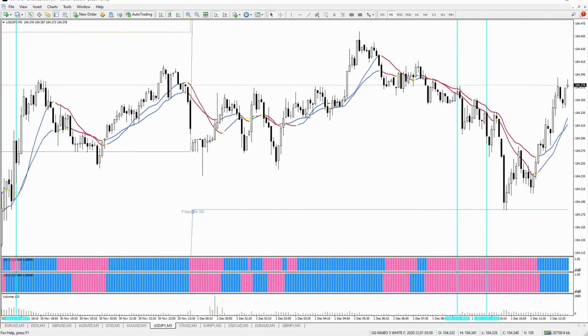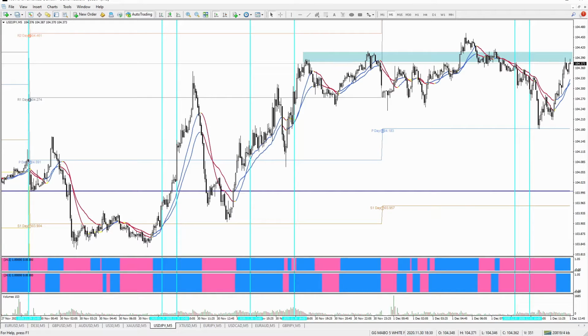Let's move to UJ. Once again, let's see what happened yesterday. You can see it even here, but it's less clear, but it's obvious that there is something here, some important area there, and also down here.